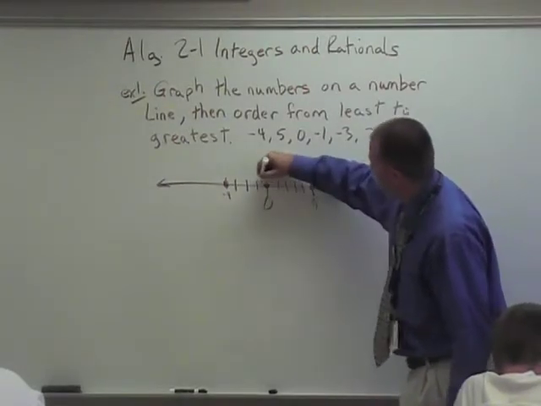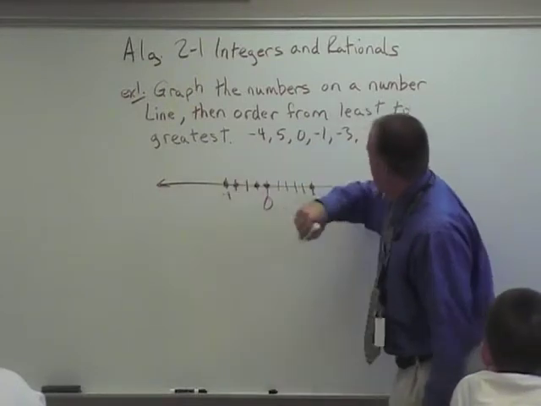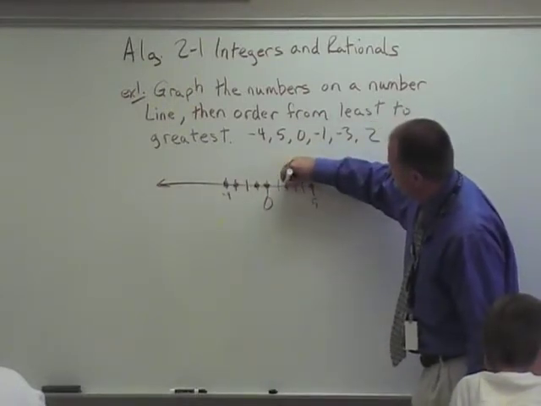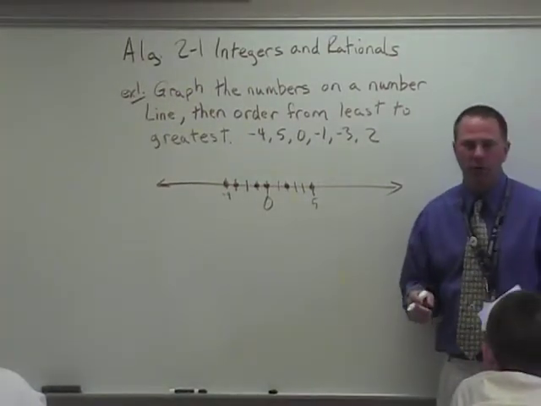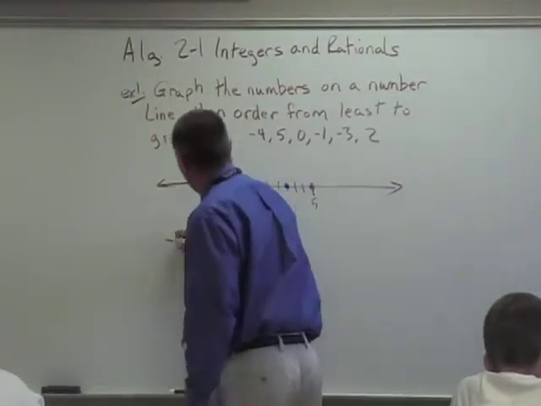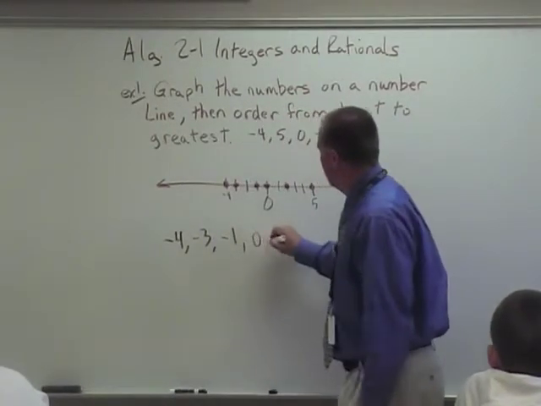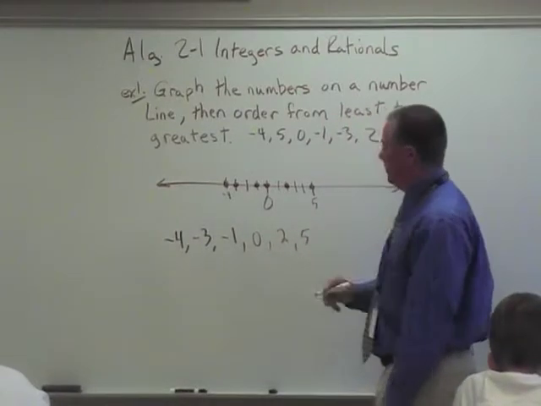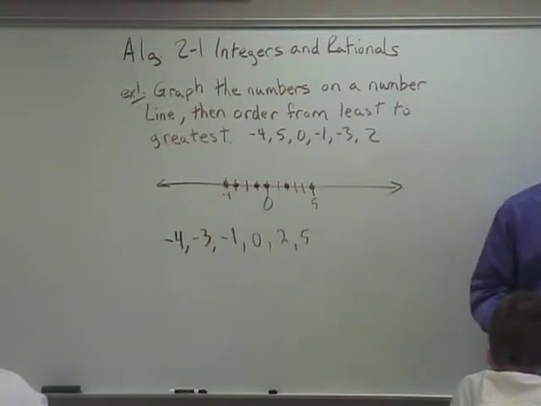0, -1, -3, and +2. Once you've done that, you now have them ordered from least to greatest, provided you start at the left: -4, then -3, -1, 0, 2, and 5. Any questions on how to order numbers? Those are integers.